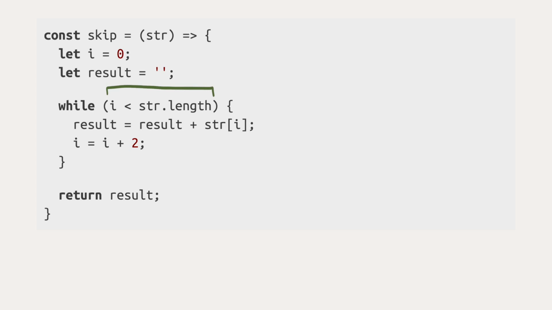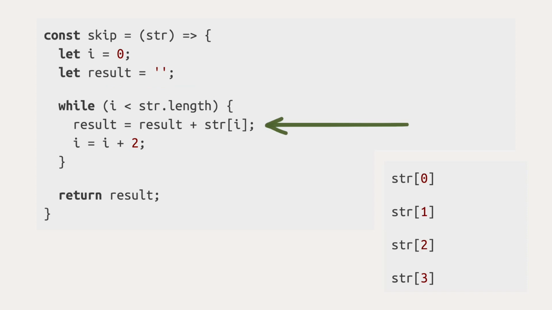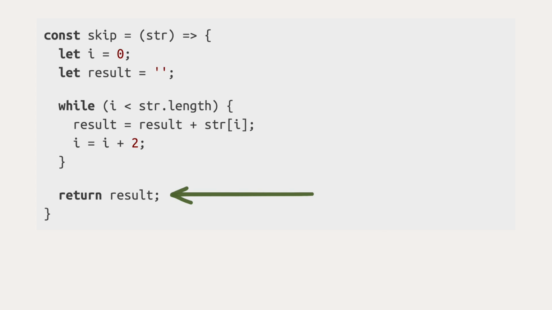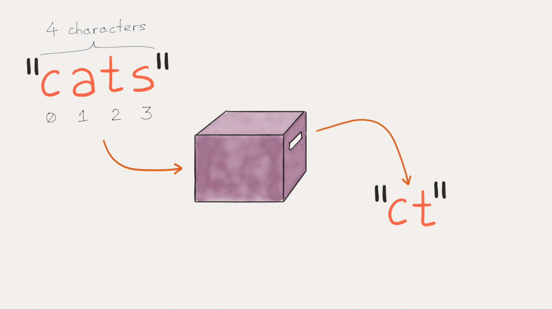So, while the counter is less than the length, we concatenate the resulting string with the character at index i. Then, add 2 to the counter. 2, not 1, because we want to skip one character. At some point, i will become large enough for the loop condition to be false, and the function will return result. Let's try it out and call this function with an argument cats.